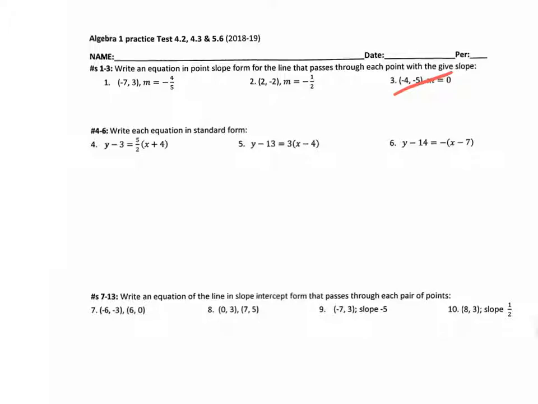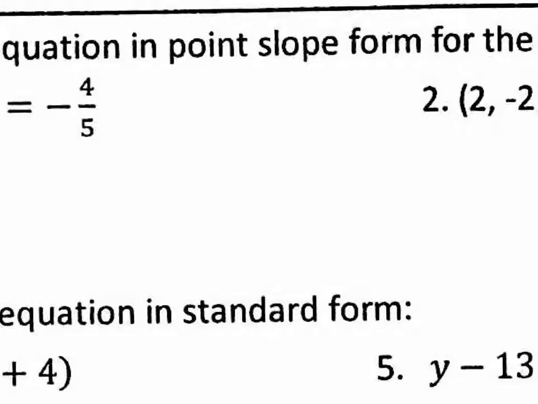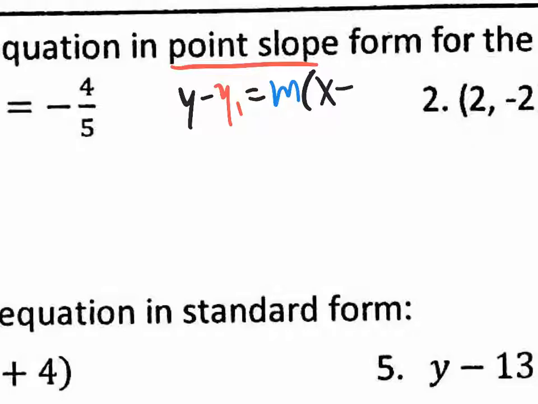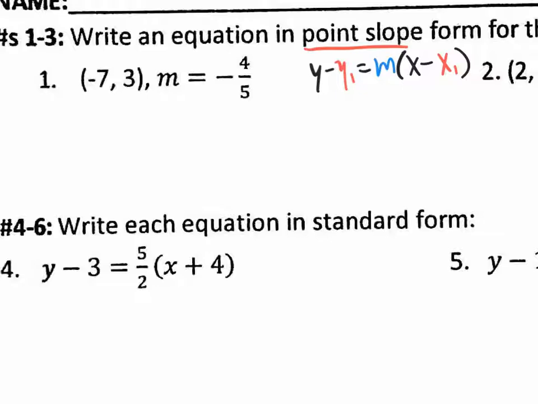Numbers 1 and 2, it says write an equation in point-slope form. So the very first thing you need to know is what point-slope form is. And point-slope form, everybody should know, is y minus y1 equals m, parenthesis, x minus x1. Point slope, right? So if you have a point and you have a slope, all you have to do is plug it right into there. And on 2 of the questions of the test, you're going to be doing that.